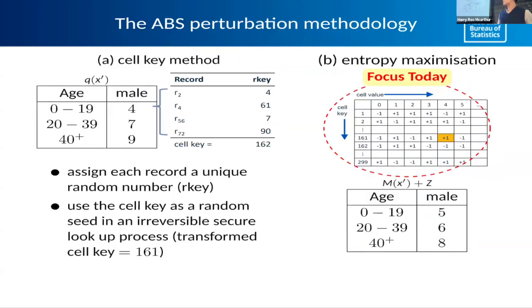So I want to quickly go through the ABS perturbation methodology. That's our ABS invention. Basically, there are two main components in the ABS perturbation methodology. On the right-hand side, we call it the Selkie method. That's how we ensure the statistics are consistently published and consistently protected. And then on the left-hand side, we call it the entropy maximization. Basically, we think about how much noise we add to the output. And in today's talk, I want to focus on the entropy maximization.